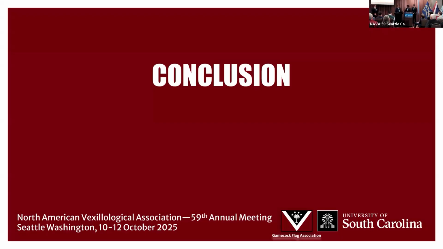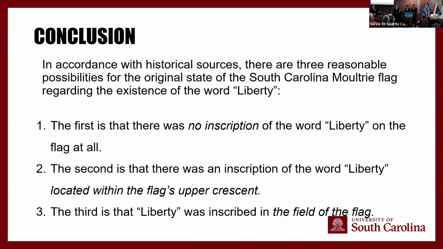Finally, we move into our conclusion. There were 3 possible conclusions that we decided we could make from these evidences. The first was that there was no inscription of the word liberty on the flag at all. And the second and third ones are, if liberty was on the flag, it could have been in the upper crescent of the flag. And finally, as Preble stated, liberty was inscribed on the field of the flag and not in the crescent.